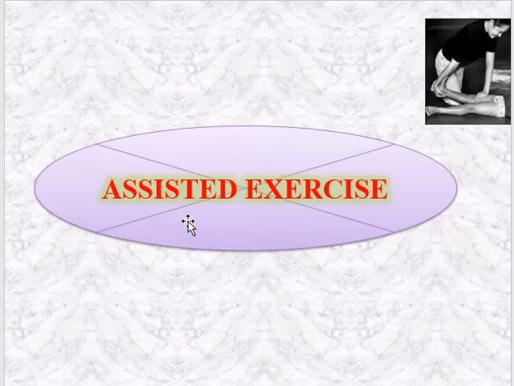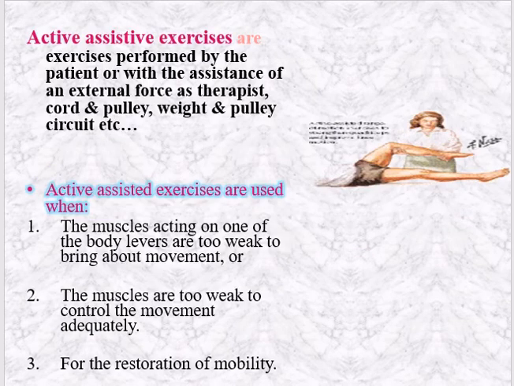Now we start with assisted exercises, as the name shows, with the help of assistance. Active assisted exercises are exercises performed by the patient with the assistance of an external force, such as the therapist, cord and pulley, weight and pulley circuit, etc. Active assisted exercises are used when the muscles acting on one of the body levers are too weak to bring about the movement, or too weak to control the movement adequately, and for the restoration of mobility.